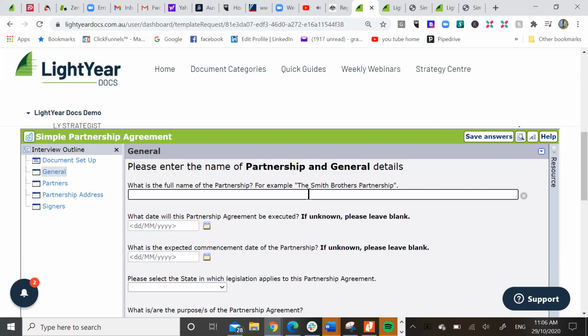So what's the full name of the partnership? So we'll call it the Smith Family Structures.